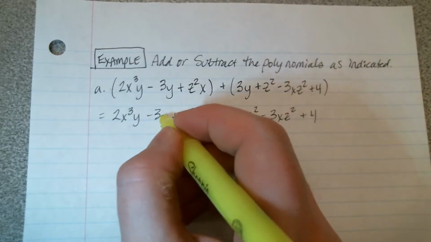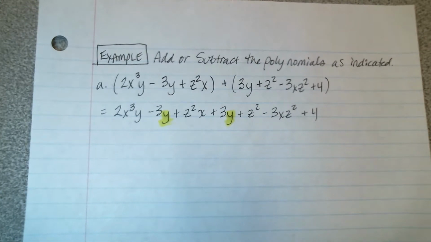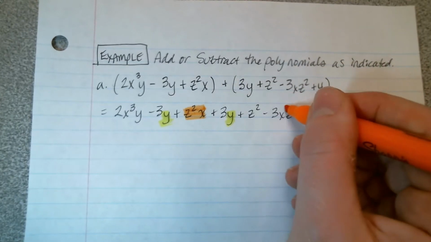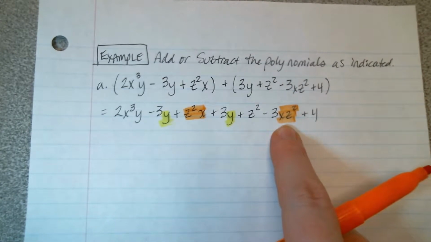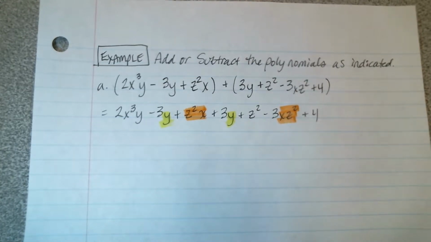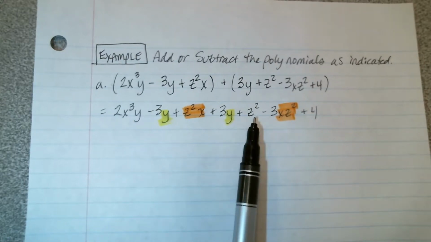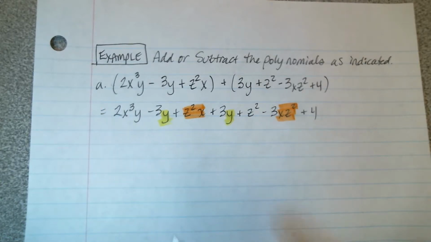So I see I have a y term here, a y term here. I have a z squared x and an xz squared. Even though they're written in a different order, it's still x to the first, z to the second, so those are like terms. And I have a single x cubed y, a single z squared, and a single number. So these three do not have like terms.